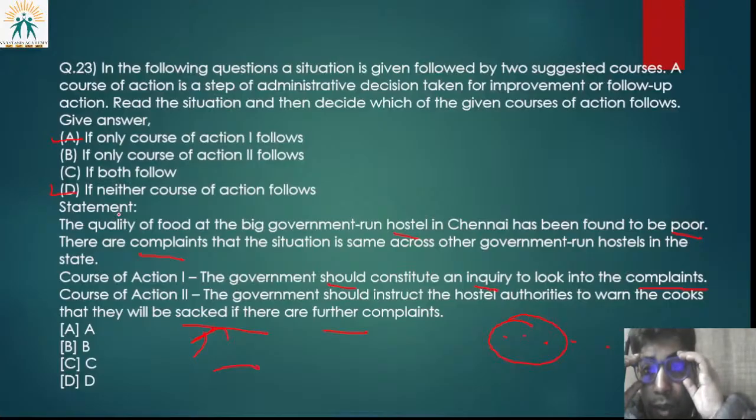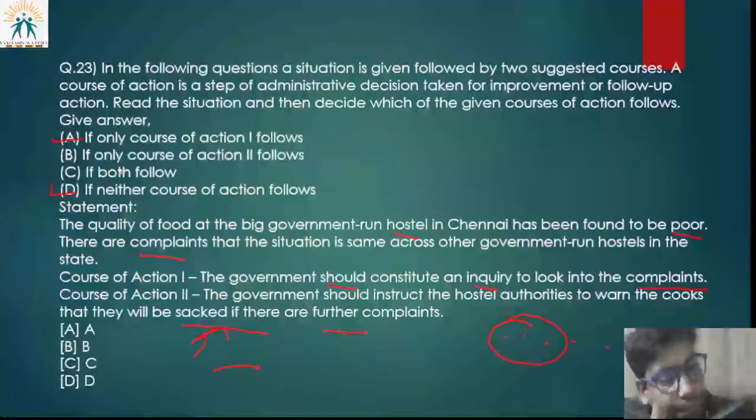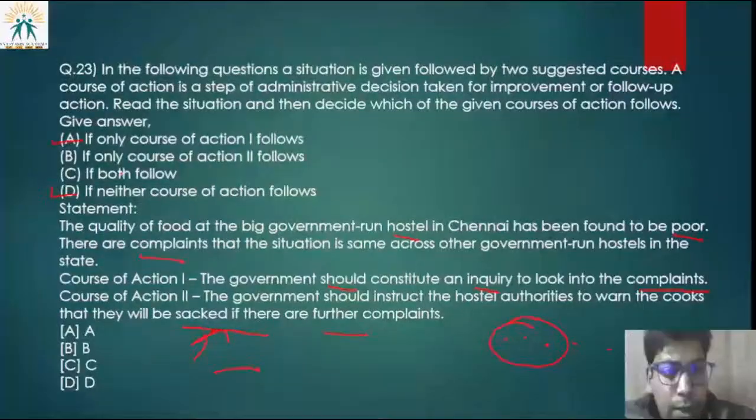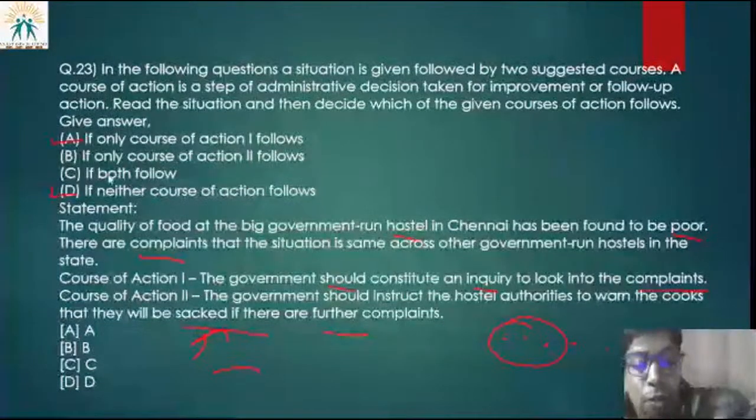In the situation, the quality of food in the big government run hostel in Chennai has been found poor, and similar elsewhere. So it's a statewide problem. If it's a statewide problem, the only solution that you can actually apply is to constitute an inquiry. So option A looks like a good option here. The answer for 23 is A. Why didn't I go for neither? Because I gave a very far-fetched theory at that point in time.